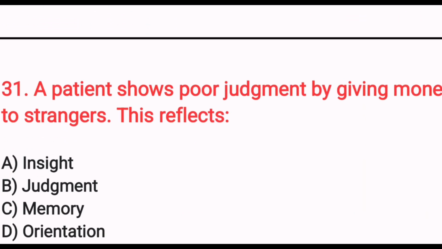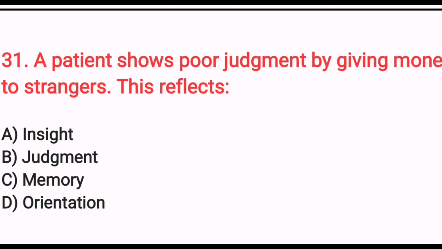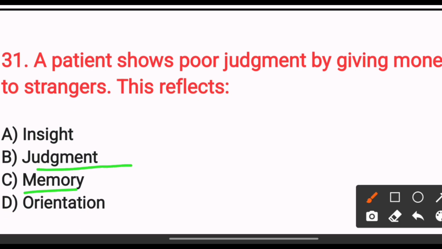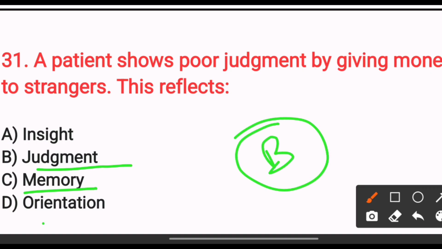Next, a patient shows poor judgment by giving money to a stranger. This reflects option A, insight. Option B, judgment. Option C, memory. Option D, orientation. The answer is option B, judgment, because judgment is assessed by the ability to make reasonable decisions.